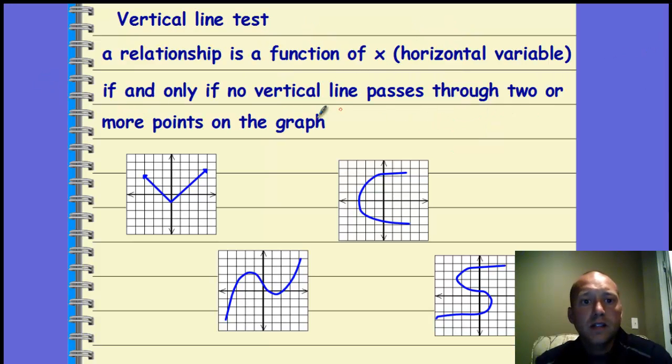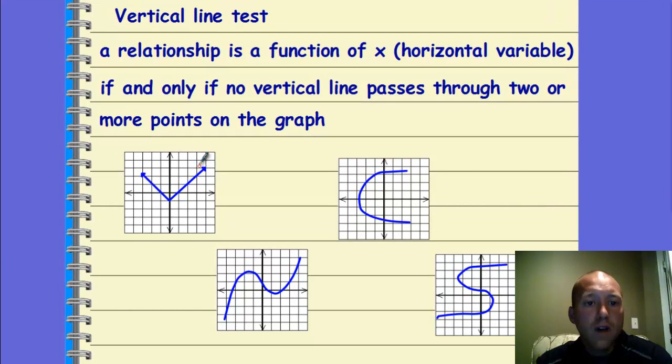So a vertical line test is just testing to see if you draw a vertical line, it's saying at this x value, so at this x value 3, how many y values does it hit? It only hits one y value. So any vertical line you could draw can only hit 1 point. So if you could ever draw a vertical line that hits 2 points, it's not a function.